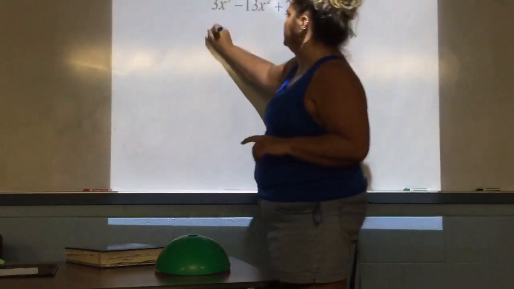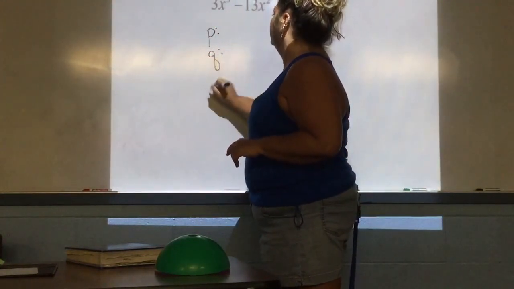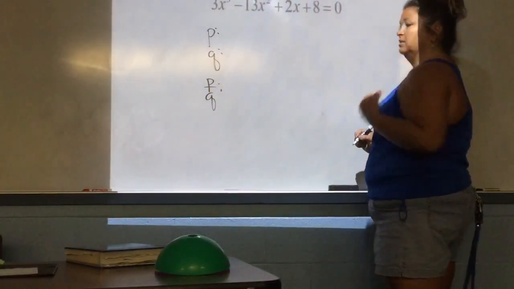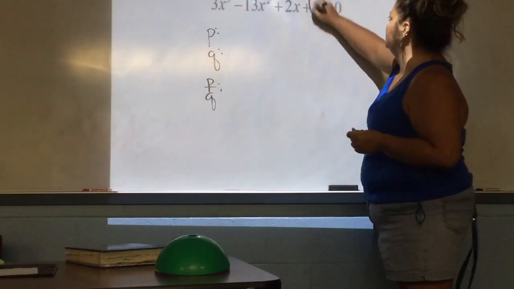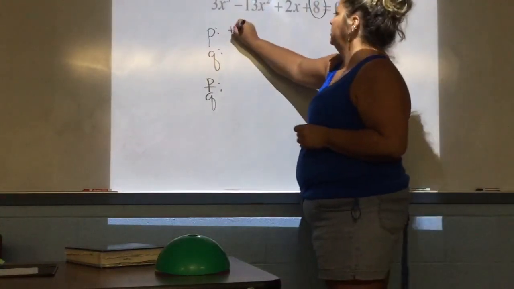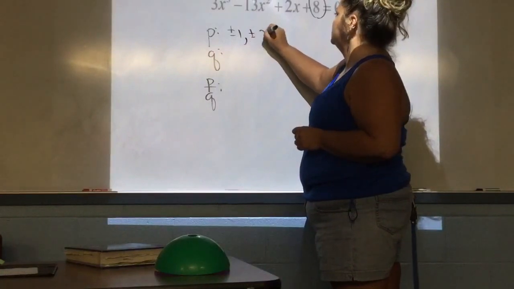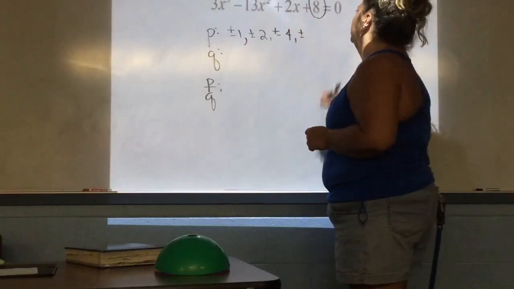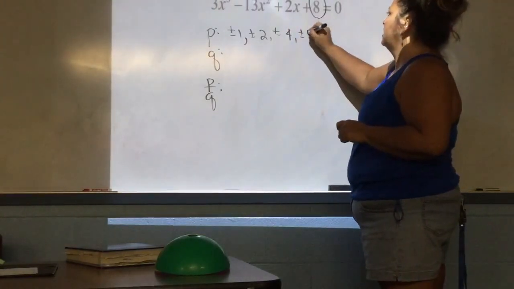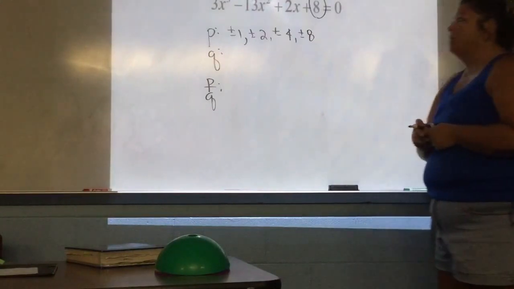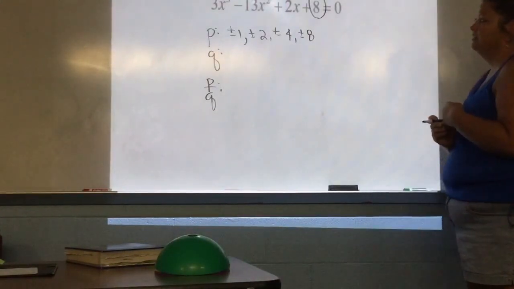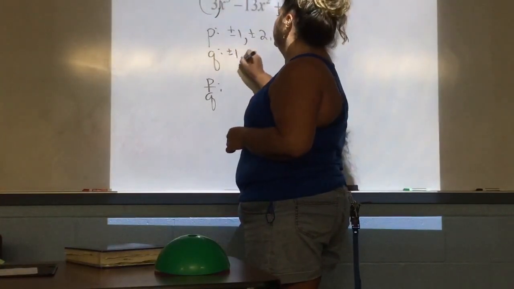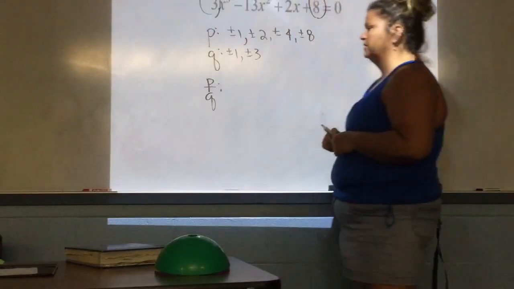Okay, so let's do P, Q, and then P over Q. Which one of these numbers is our P? 8. Good, this is P. Okay, so plus or minus 1, plus or minus 2. Is 3 a factor? No. 4, yes. 5, no. 6, no. 7, no. 8. What is our Q? 3. Okay, this is our Q. So plus or minus 1, plus or minus 3.